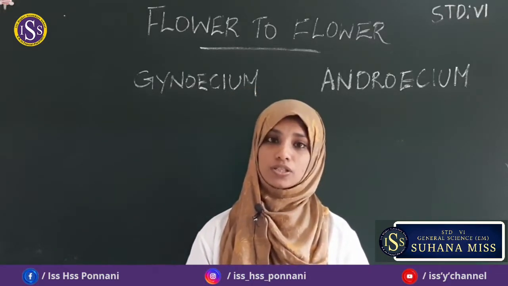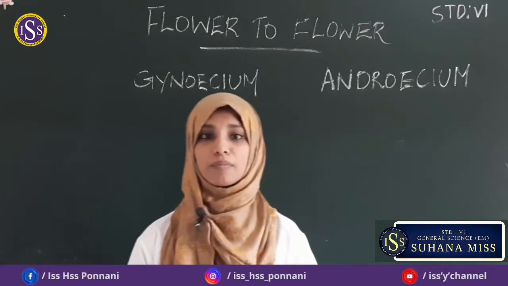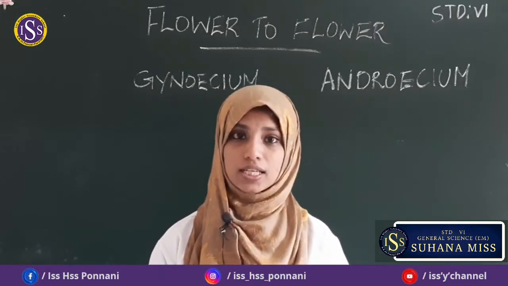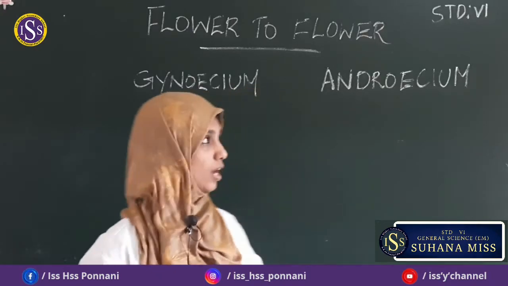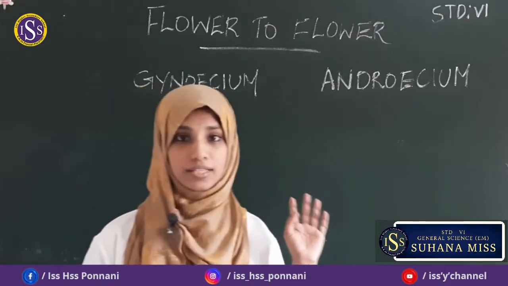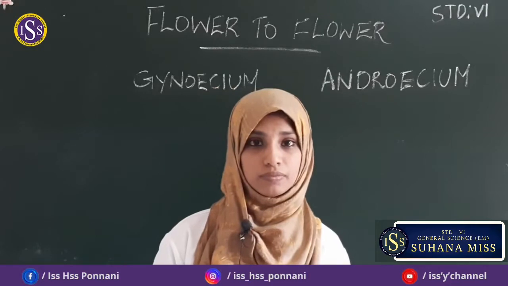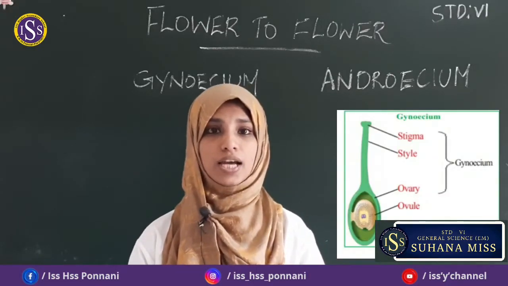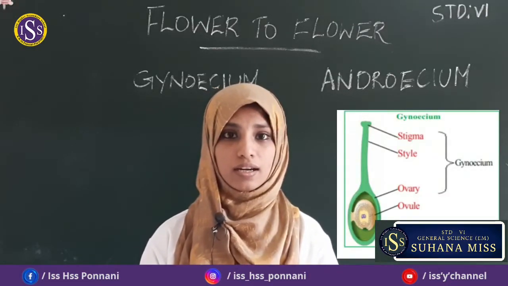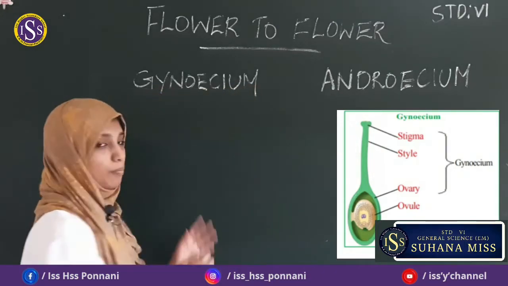Okay. In the last class we studied the male reproductive part and the female reproductive part of a flower. The male reproductive part is known as androecium and the female reproductive part is known as gynoecium. We have to study the different parts of androecium and gynoecium. First look at the picture of gynoecium. Which parts can you see here?